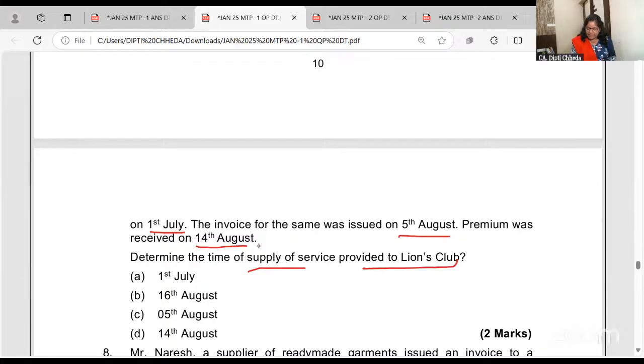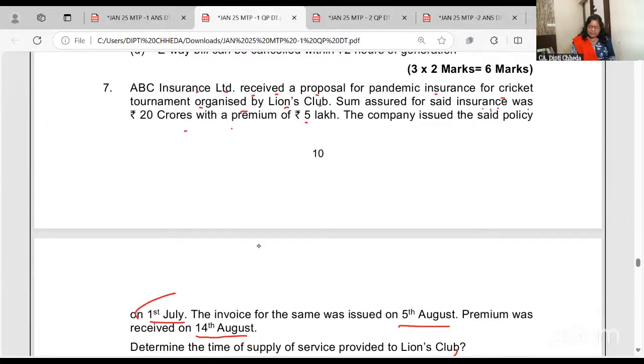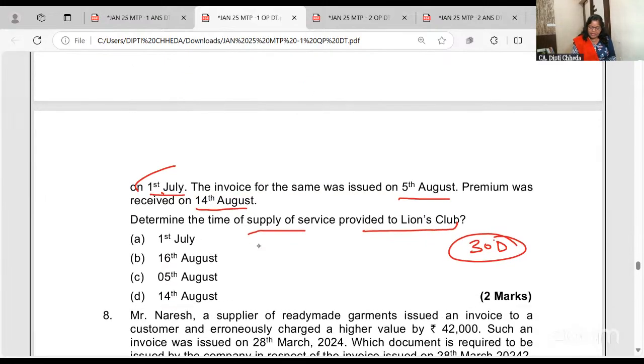For insurance and banking services, we know that it is within 30 days of the date of the service. You started the policy from 1st July. Though the invoice was later, the premium receipt date and the invoice date are later. When did you give the service? From 1st of July. So within 30 days, right? Within 30 days will be the time of supply. So 1st of July plus 30 days.